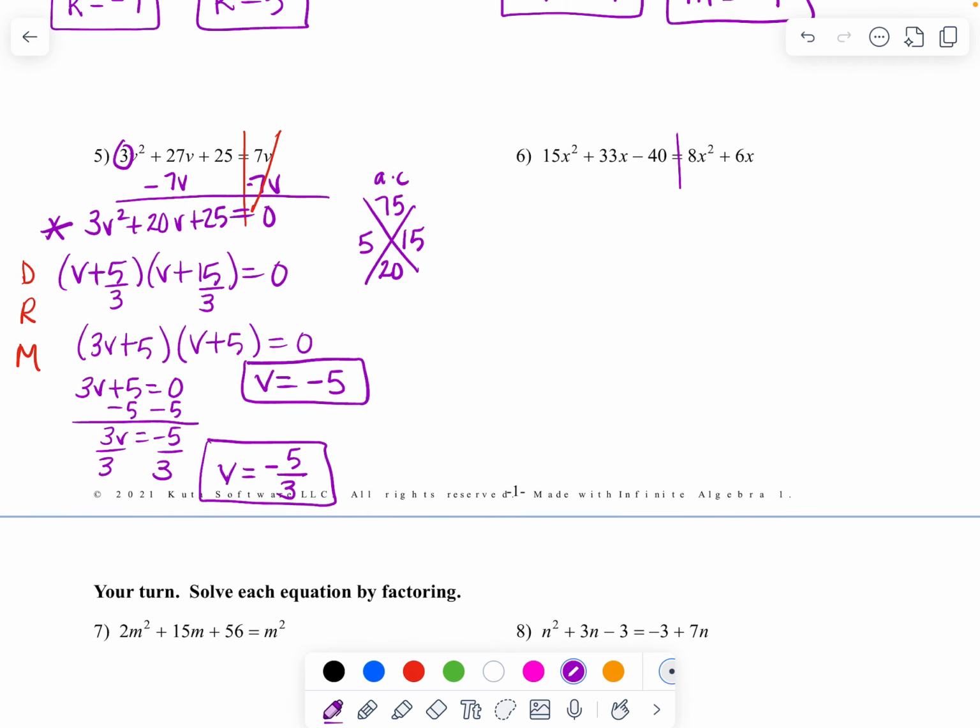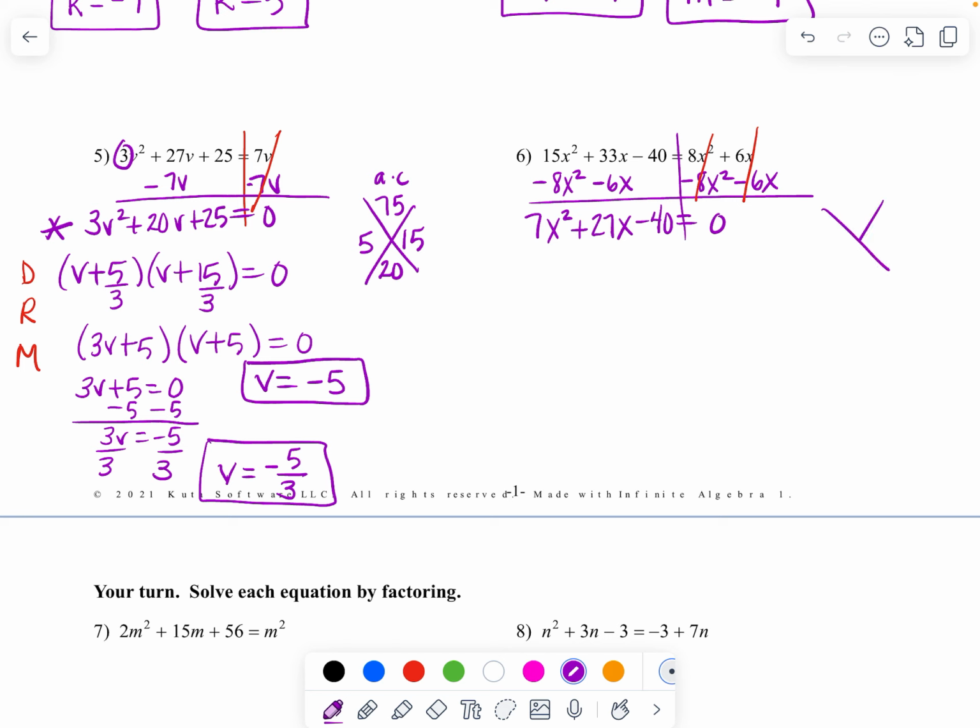All right, last example, we are going to subtract 8x squared on both sides. And we are going to subtract 6x on both sides. The reason we do that is because the right-hand side is now 0, right? Positive 8, negative 8 makes 0. Positive 6 and negative 6 makes 0. So we now have our right-hand side equaling 0. Our left-hand side becomes 7x squared, 15 minus 8 is 7, plus 27x, 33 minus 6 is 27, minus 40.